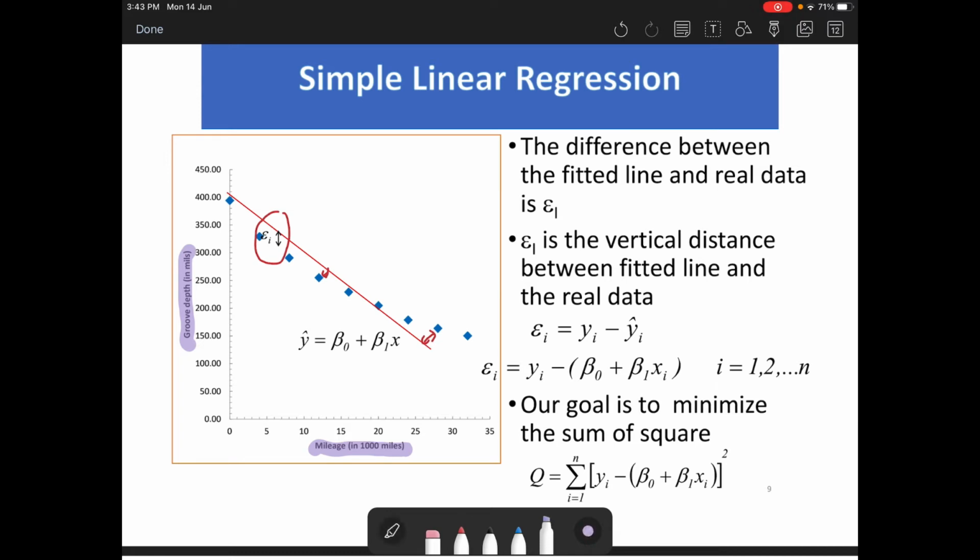This is what is meant by minimizing the sum of the squared vertical distance between the fitted line and the real data. Okay, this is just the formula on how we calculate the error here, di, and then y hat here is replaced by this equation, and then here you get how to calculate the error. So the sum of this value needs to be as minimized as it could be to get a good fitted line.